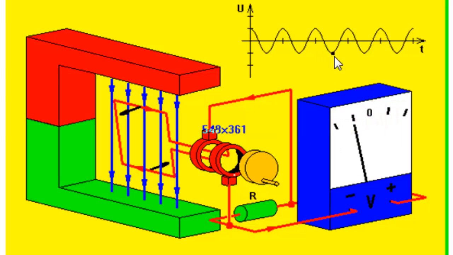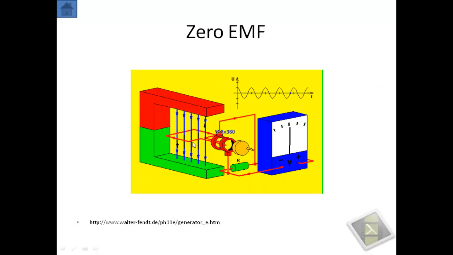In fact, we're at this point here. This is when the flux linkage is a maximum. But if the flux linkage is a maximum, it's actually not changing very much. It's got to the peak value for the flux linkage, but the EMF is going to be zero. So this is why this is zero.